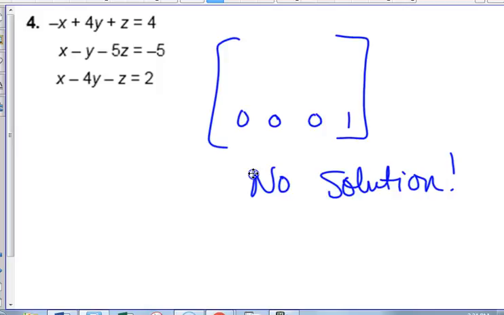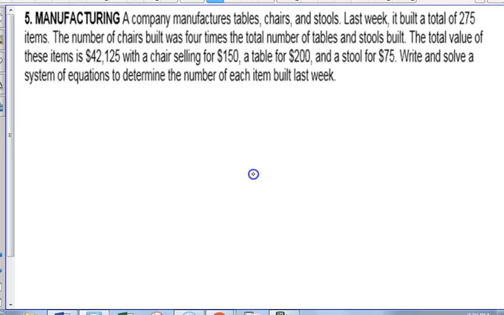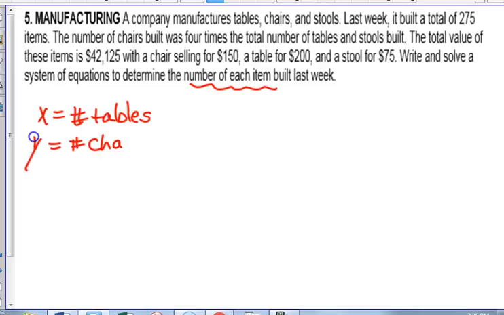All right, let's look at the word problem. Don't even bother to read it. Read the last sentence only to yourself. What are we trying to find? Number of each item that was built. Now go to the top. What are we actually building? Okay, so I could use T, C, and S, but I'm just going to use X, Y, and Z. Number of tables. Number of chairs. And number of stools.